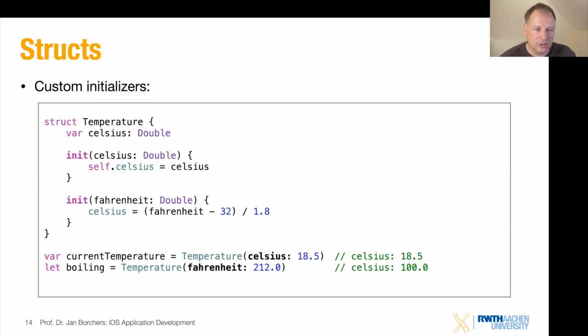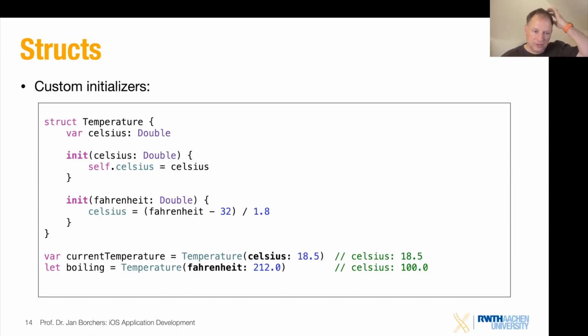But if you want a custom initializer that instead initializes with a Fahrenheit value and then takes the value, converts it appropriately, and then puts it into the Celsius member variable, then you need to write that, need to spell that out.